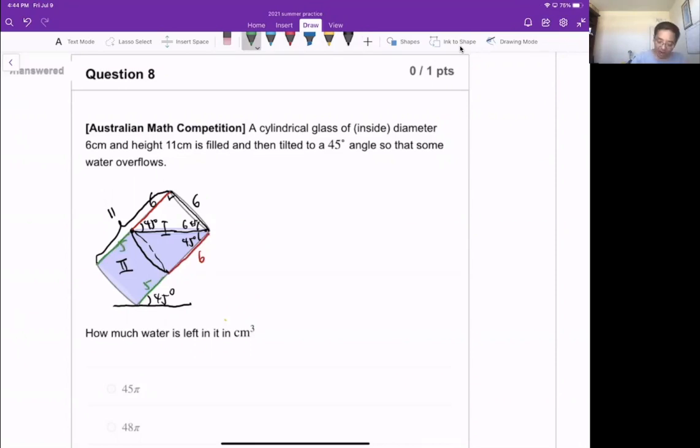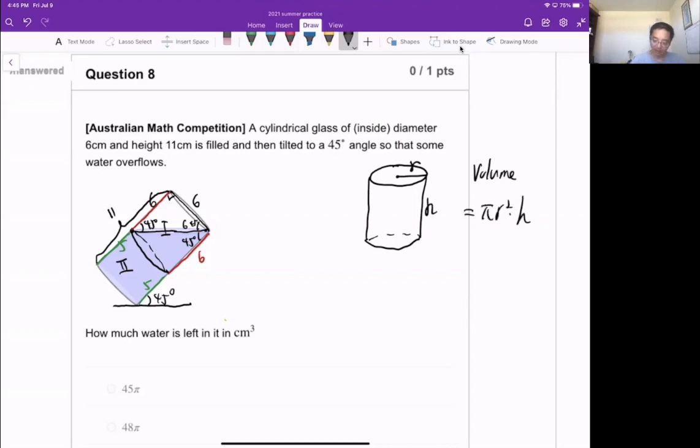Let's recall how we calculate the volume of a cylinder. Say I have a cylinder. A cylinder is determined by 2 parameters. One is the radius, that's R, and the other one is the height h. And then we know the volume is given by pi times R squared times h.